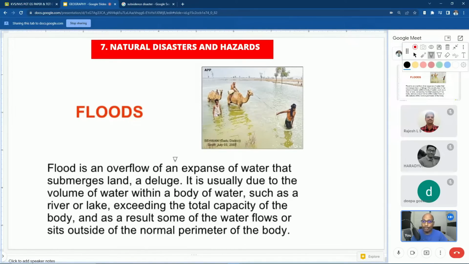It is usually due to the volume of water within a body of water, such as a river or lake, exceeding the total capacity of the body, and as a result, some of the water flows or sits outside the normal perimeter of the body. So, overflowing of the river from the river banks will cause floods, but unnatural, artificial floods happen in Bangalore city because of the blockage of the drainage. So, that is not a natural disaster, it is a man-made disaster. But when Brahmaputra overflows, when Ganges overflows, then that is a natural disaster, that is a flood.